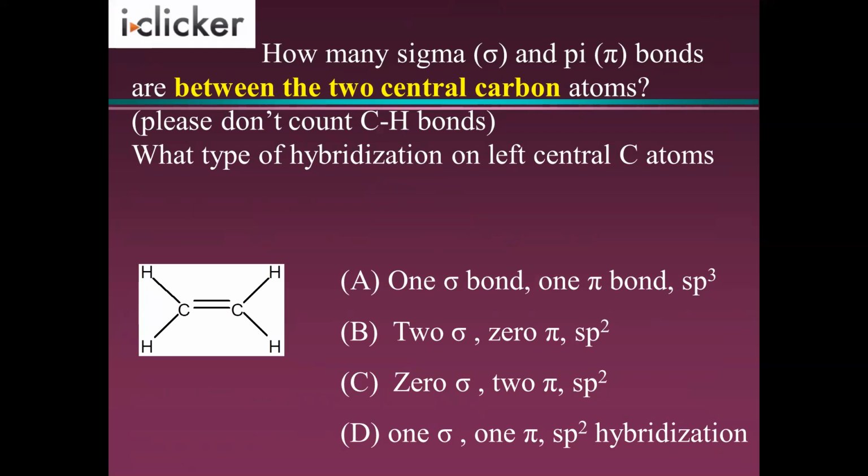Okay, I click here and ask you to look at the center carbon. We are not talking about this one, only the center carbon. How many pi bonds? How many sigma bonds? The answer is we have 1 sigma bond and 1 pi bond, and this is sp2 hybridization. So the last is correct: 1 sigma bond, 1 pi bond, sp2 hybridization, because we talked about that.